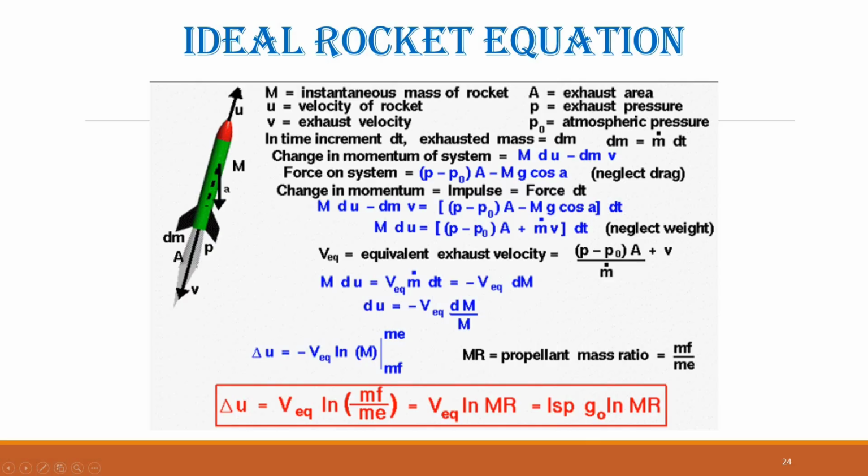If the desired change in velocity is known, we can invert this equation to calculate the required propellant mass ratio. Propellant mass ratio equals the base of the natural logarithm raised to the power of change in velocity divided by the product of specific impulse and standard gravity.